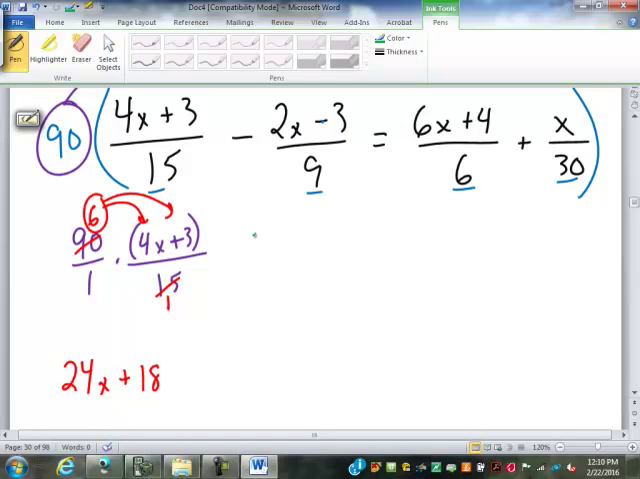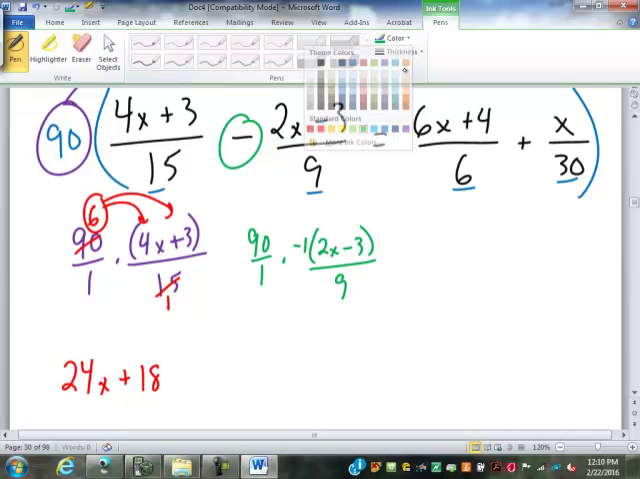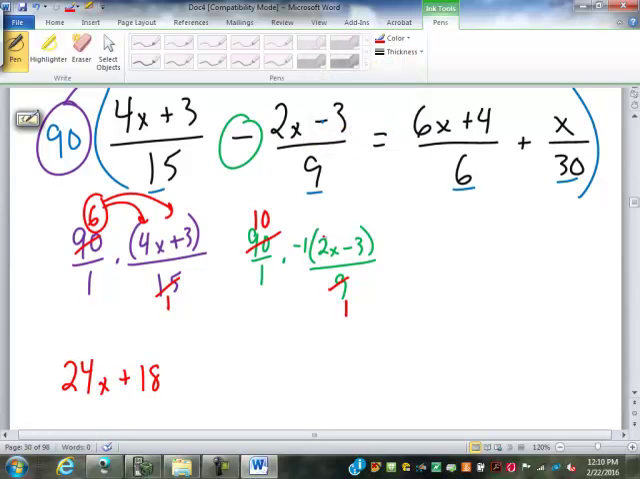So now here we've got 90 over 1 times, this is a negative 1 times 2x minus 3 over 9. I've got to distribute that negative there. I'll treat it like a negative 1. So my first thing I'm going to do is cross cancel the 9 and 90, both divide by 9 to give me 1 and 10. Then I'm going to combine the 10 and negative 1 to make negative 10. And now I'll distribute it. Negative 10 times 2x, negative 20x. Negative 10 times negative 3 is a positive 30.